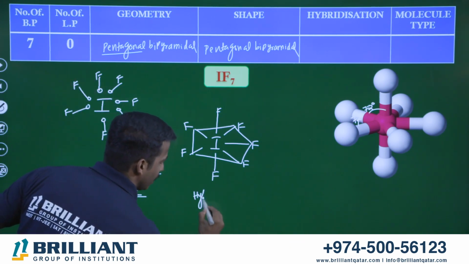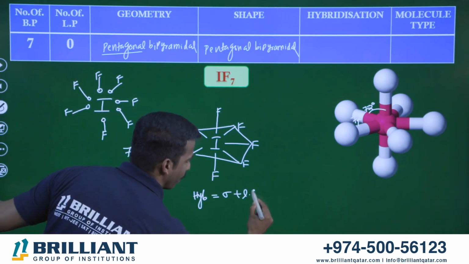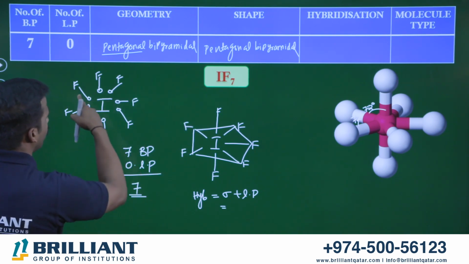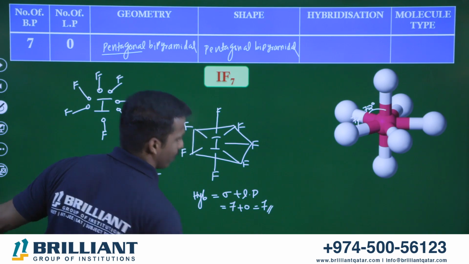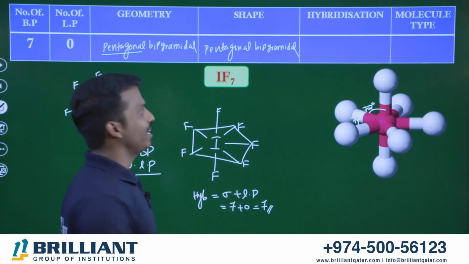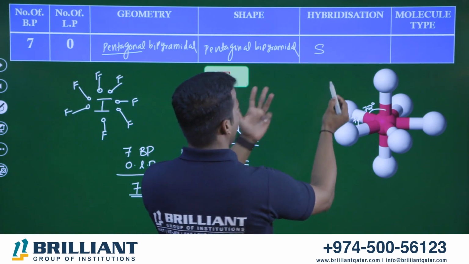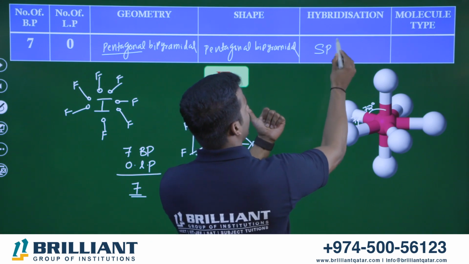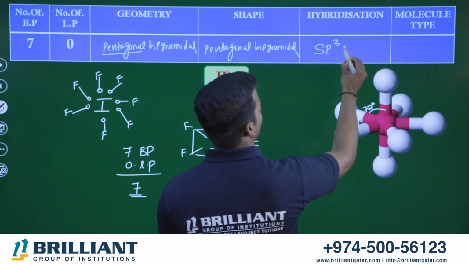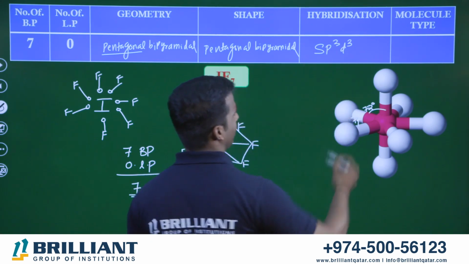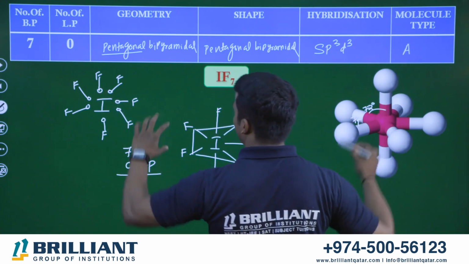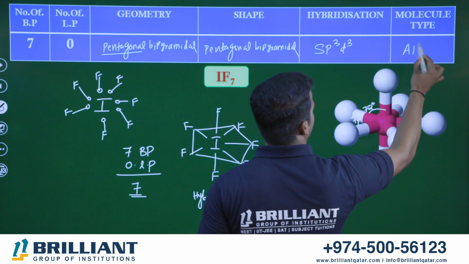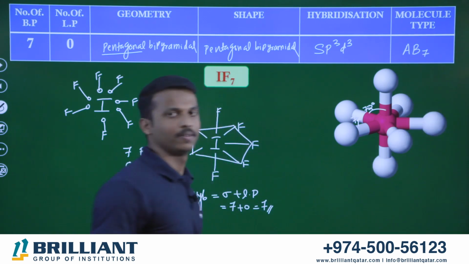Hybridization again, it is equal to the sum of sigma bonds and lone pairs. How many sigma bonds? Total 7. Any lone pair? No. Total is equal to 7. So 7 means 1 s orbital, 3 p orbitals, remaining 3 d orbitals, sp3d3. What is the molecule type? 1 central atom, therefore A. 7 surrounding elements, AB7 type.